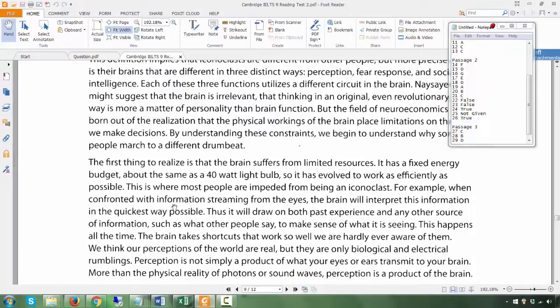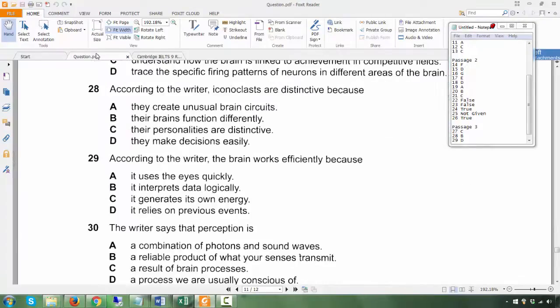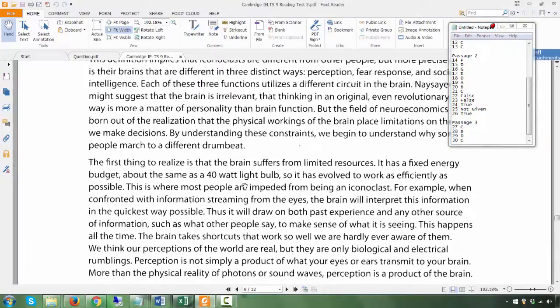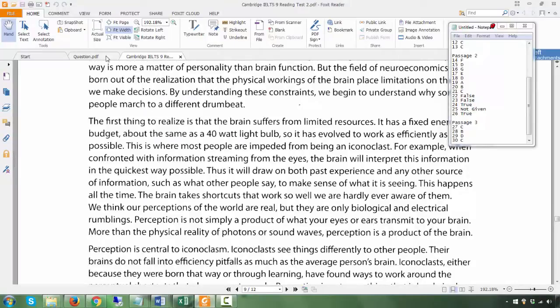The brain will interpret this information in the quickest way possible, efficiently, because it draws on past experience. Right, 30C. The writer says that perception is a result of brain processes. Perception. We think our perceptions of the world are real, but they are only biological electrical rumblings.